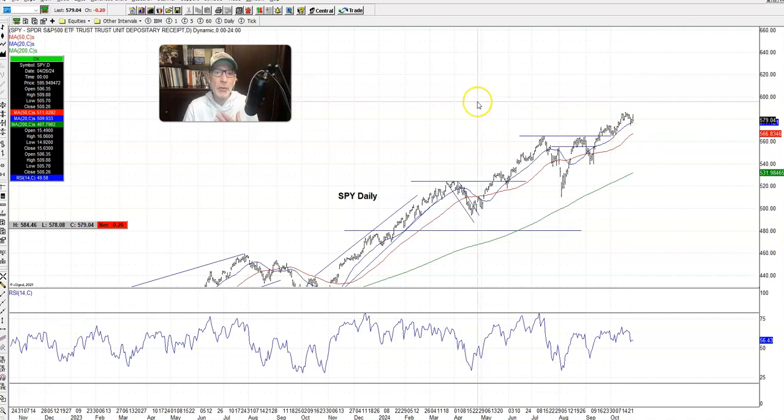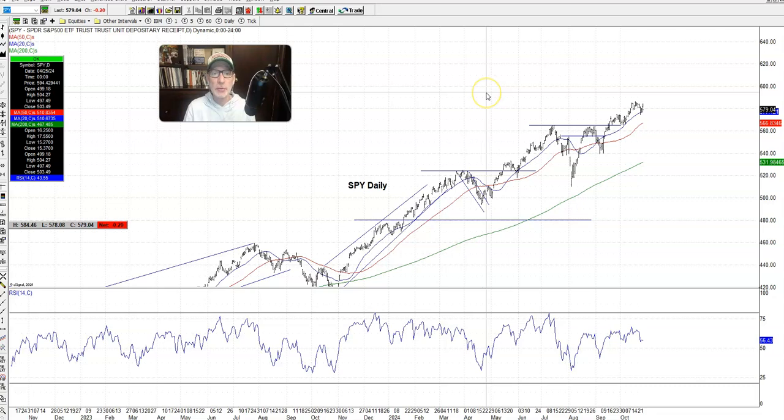So I'm a bull into the end of the year and beyond, but on a shorter-term basis, the last 3 months of the year are typically bullish. There's really, to me, nothing that's going to derail this movement upwards.